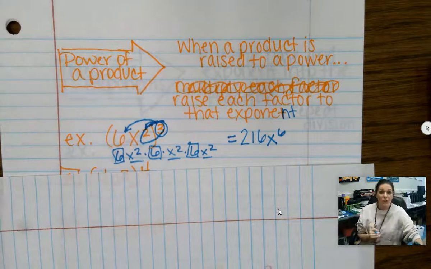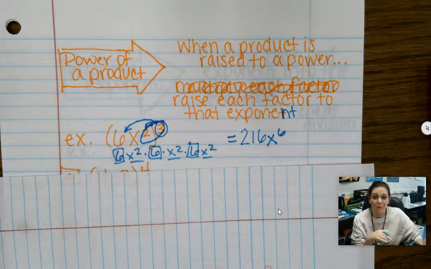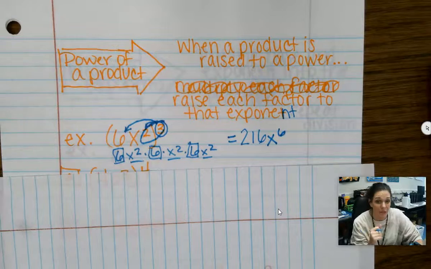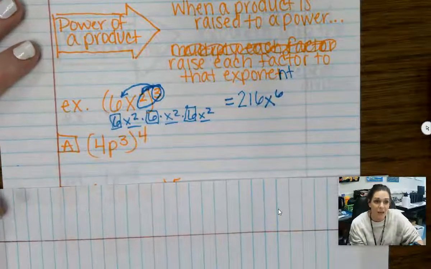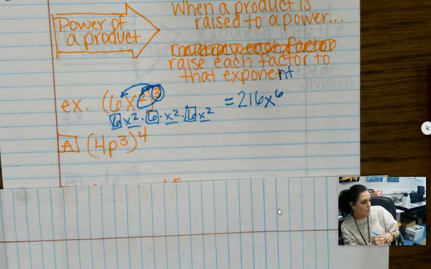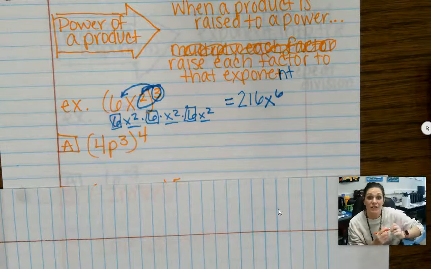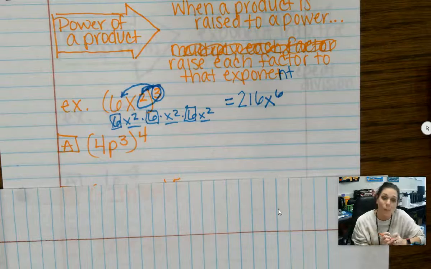Just like every other video, if you want to try it before I show the answer, make sure you're pausing the video as soon as I'm done reading the question. All right, so let's try this first one. This says 4p cubed, and all of that is raised to the 4th. Okay, so let's see what that would be.